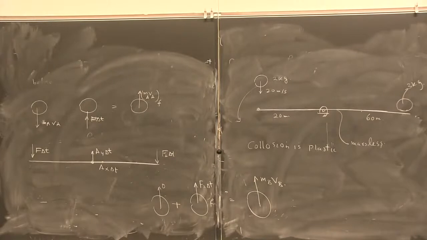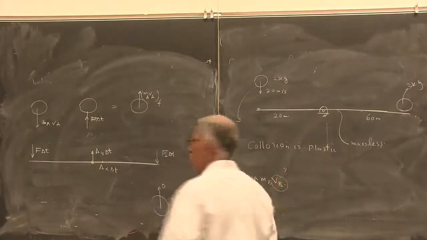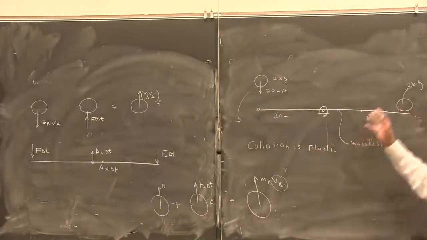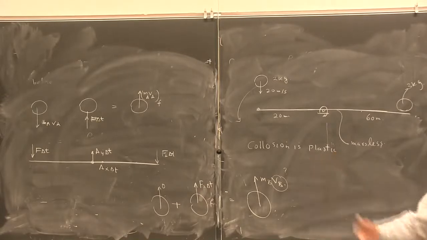So from this picture, can we go ahead and find the velocity of B? How fast is this ball going to fly? Can we go ahead and find the velocity of point B? How do we do that? If you look at this picture, how do we do that?